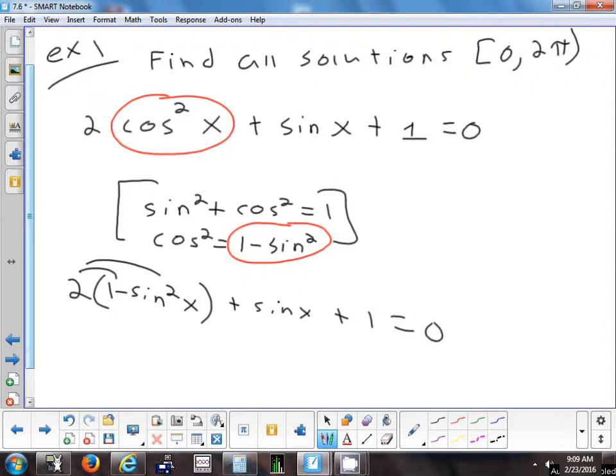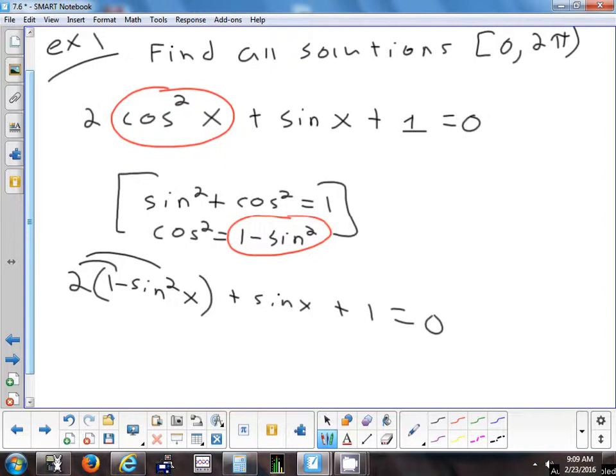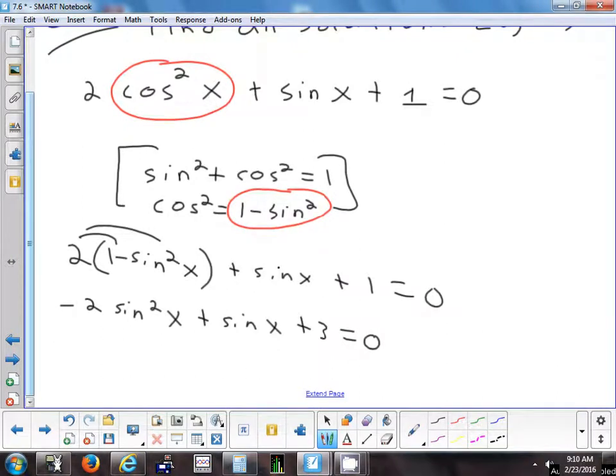What's 2 times negative sine squared? Negative 2 sine squared. Don't worry, I didn't forget about 2 times 1. I'm going to come back to that. Plus sine. And what's 2 times 1? 2. Plus 1 more? 3. So I did 2 times 1 is 2, plus 1 is 3, combining my like terms at the same time. Now I have a quadratic type equation: something squared, something, and the 3.